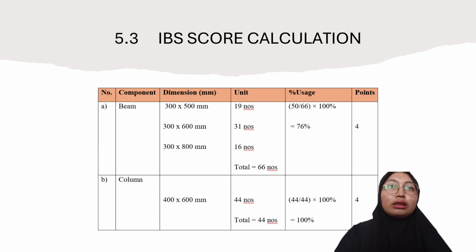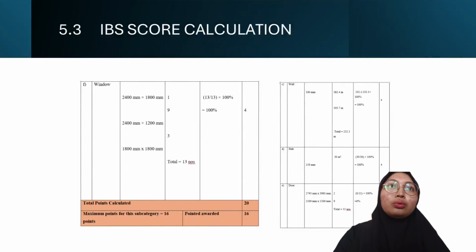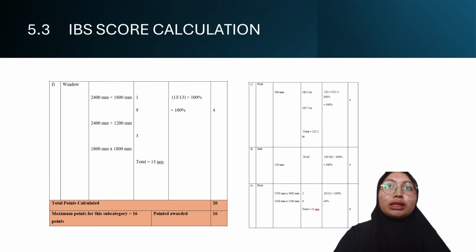First is standardized component. I check if beams, column, walls, slab, door and windows use standard size. For beam, 50 out of 66 are standard, which is 76% and gives 4 points. All 44 columns are standard, giving 4 points. All walls are 232.1 meters, use standard thickness, giving 4 points. All slabs at 30 square meters are standard, giving 4 points. Doors are not standard, so 0 points. Windows are all standard, giving 4 points. This totals 20 points, but the maximum allowed is 60 points.